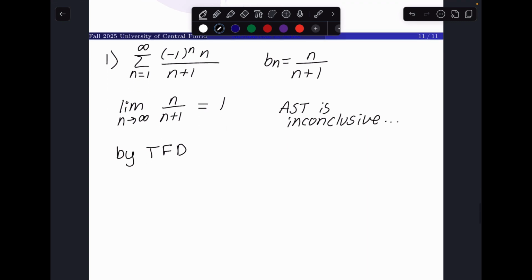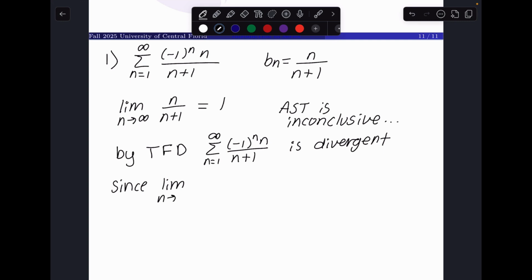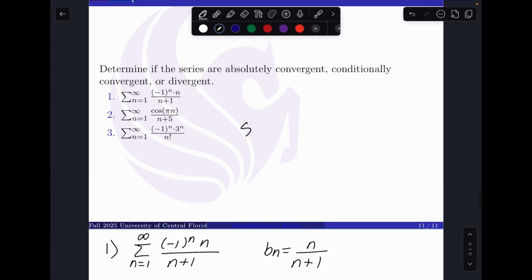And so, by the test for divergence, this series is divergent since the limit as n goes to infinity of (-1)^n times n over n plus 1 is not equal to 0. It, in fact, does not exist. All right, so that one's divergent.